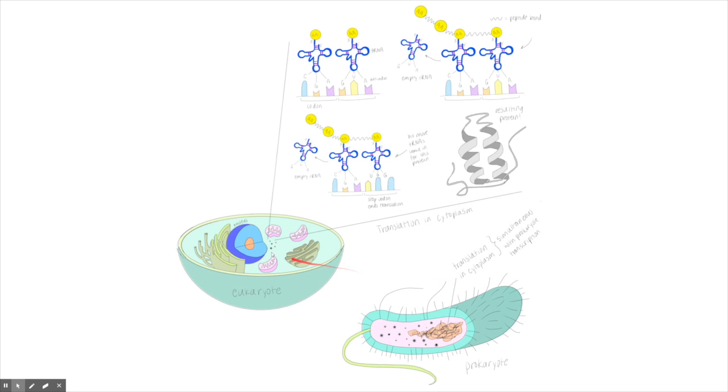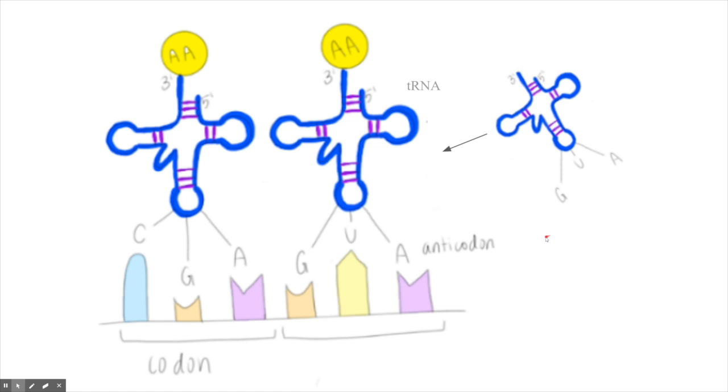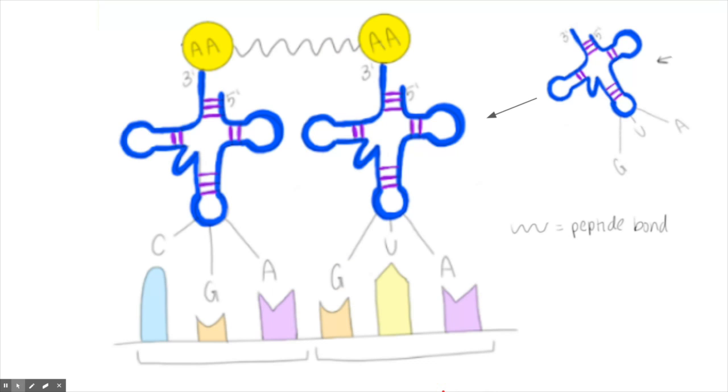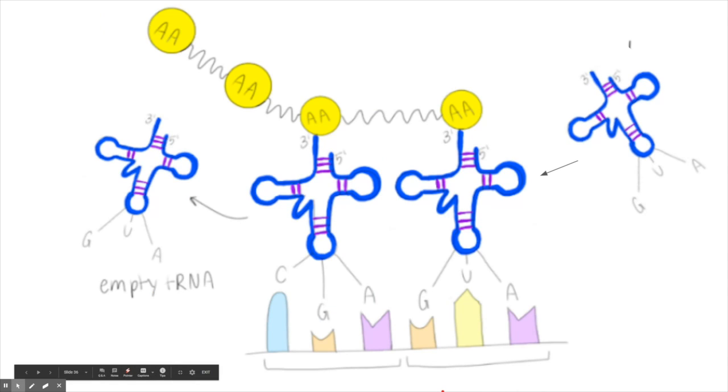Translation occurs in the cytoplasm of both eukaryotic and prokaryotic cells. Since both transcription and translation occur in the cytoplasm in prokaryotes, prokaryotic transcription and translation can occur at the same time. During translation, tRNA molecules, each carrying an anticodon and an amino acid, attach to the complementary codon that lies on the mRNA. The amino acid that is attached to the top of the specific tRNA then forms a peptide bond with the other amino acids in the polypeptide chain.